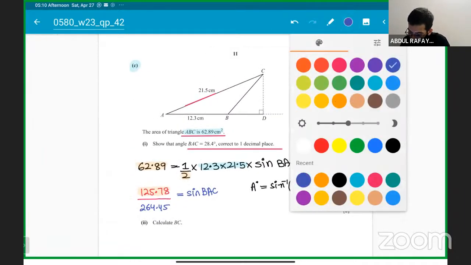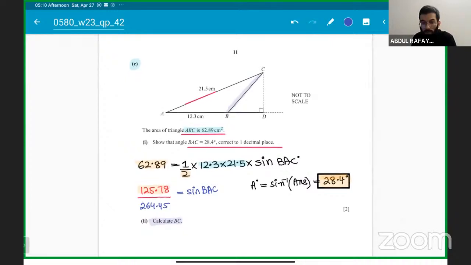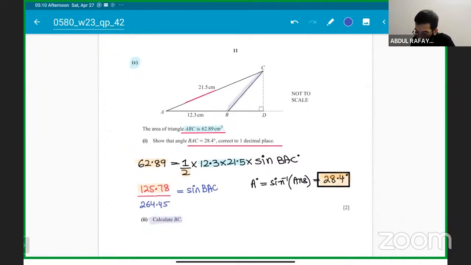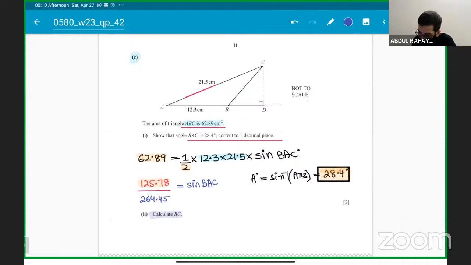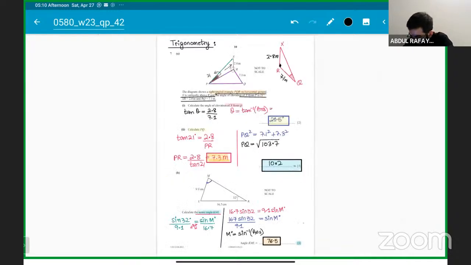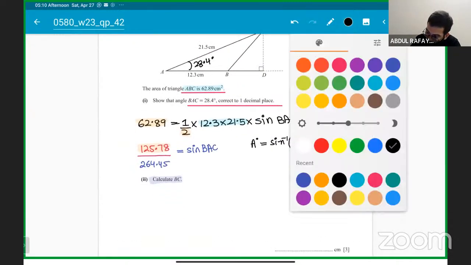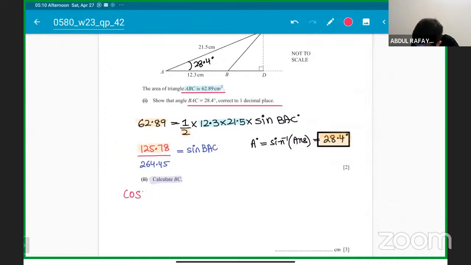And the last is calculate the length of BC. Okay, we have to do. We have one angle, that is 28.4. They have already tested the sine rule, Pythagoras theorem, ratios, and area of the triangle. What is left? Cosine rule is left. So we'll solve this using the cosine rule.